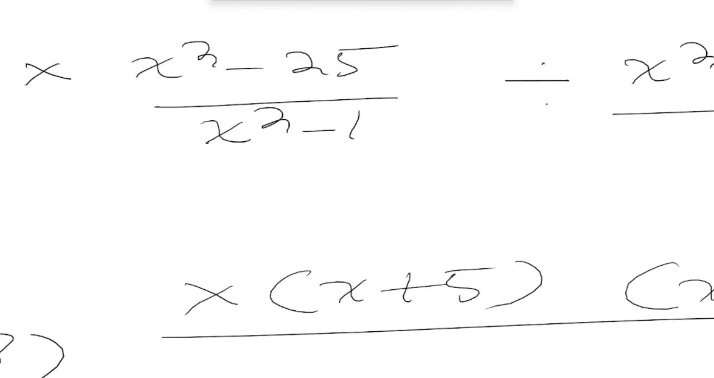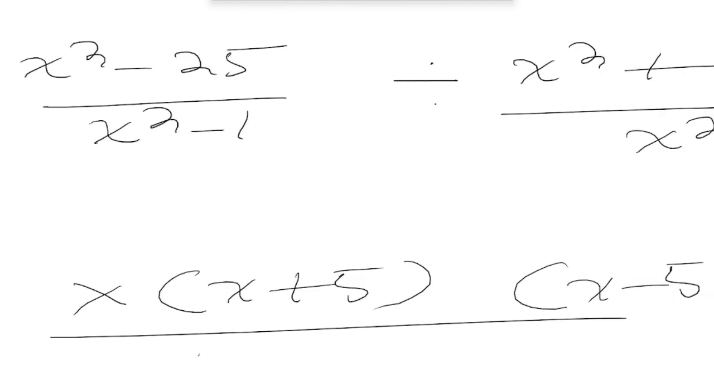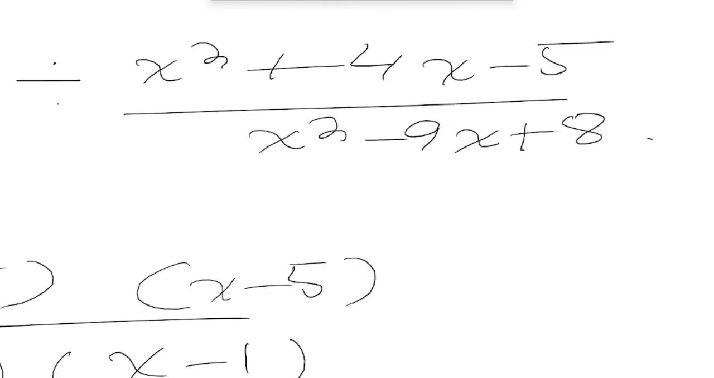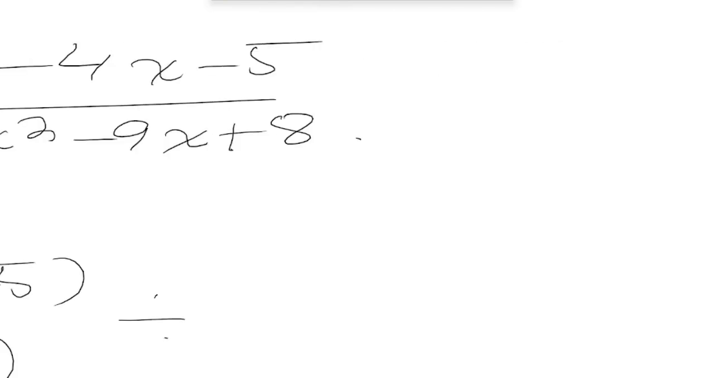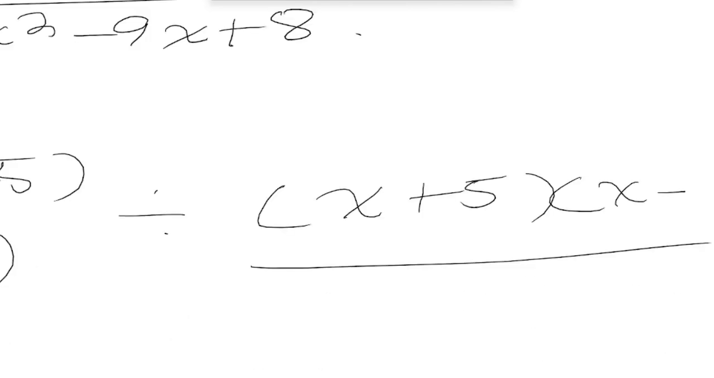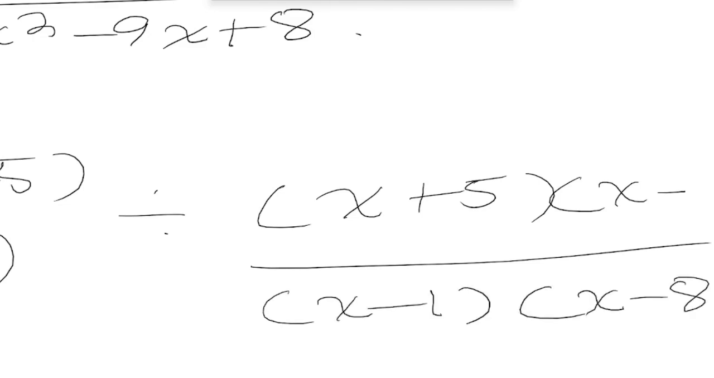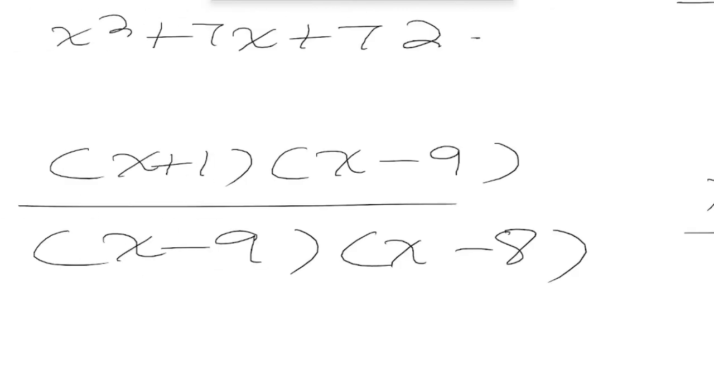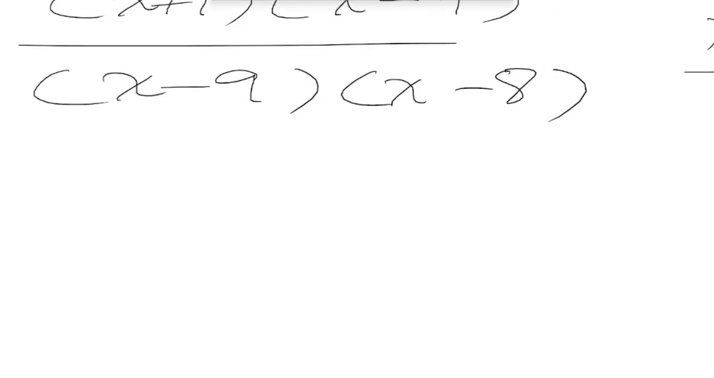After that, we will divide that with x square minus 1. So x square minus 1 is x plus 1 and x minus 1. And after that, the division sign will just remain the same. So we will write the simplified version, which is x plus 5 and x minus 1. And in the denominator, what do we get? We get x minus 1 and x minus 8. These were also quadratic equations, so we got the pair of the factors. Okay, now we will change the sign.